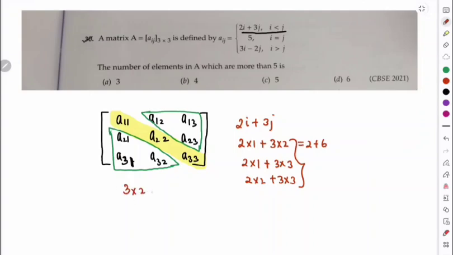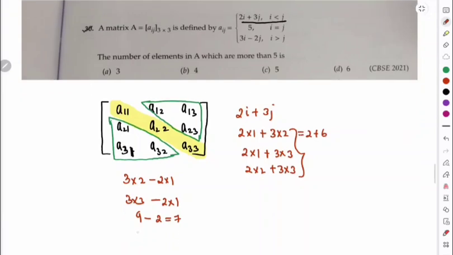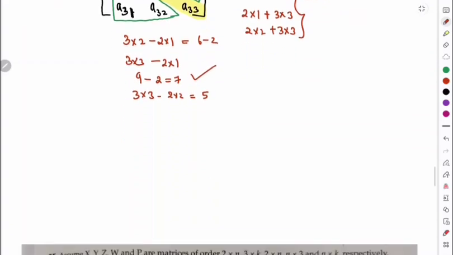3 into 2 minus 2 into 1, so 6 minus 2. And 3 into 3 minus 2 into 1, so 9 minus 2, it's going to be 7. Next we have 3 into 3 minus 2 into 2, so 9 minus 4, exactly 5. And here we have 6 minus 2. So only one element comes from the lower, and all the elements come from the upper. So which is option 4. So yeah, B option.